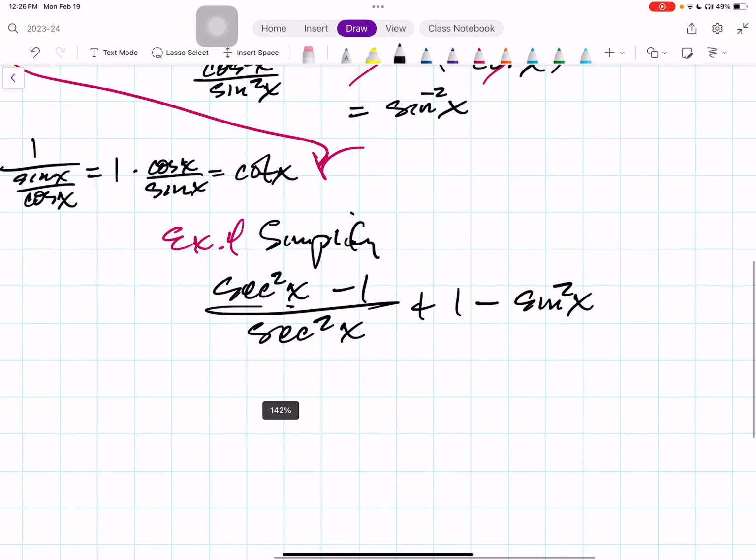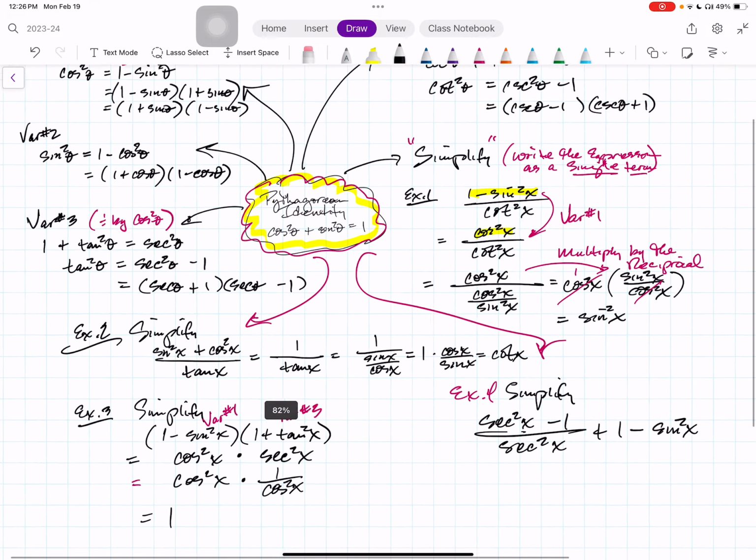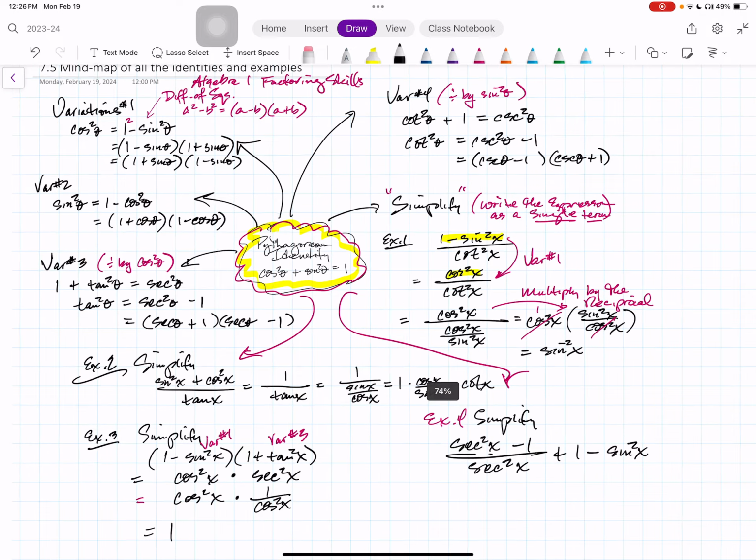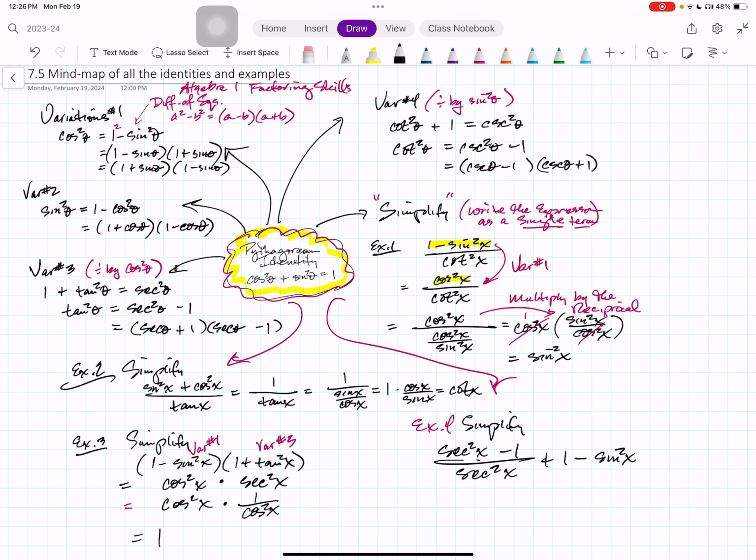Now, secant squared x minus 1. What is that? Let's go fishing. Let's look at all the identities right here. Is secant squared x minus 1 an identity? And the answer is yes. It's variation number 3. If you solve for tangent squared theta, you get secant squared theta minus 1, and that's what we have in the numerator. So to go from here to here, we're going to use variation 3, and we know the numerator is simply tangent squared x. So we have tangent squared x divided by secant squared x.